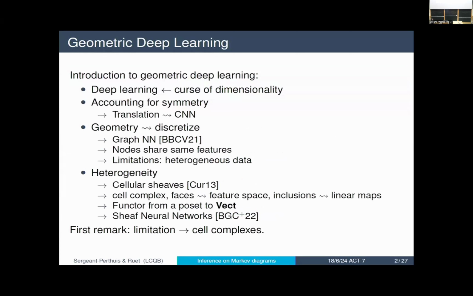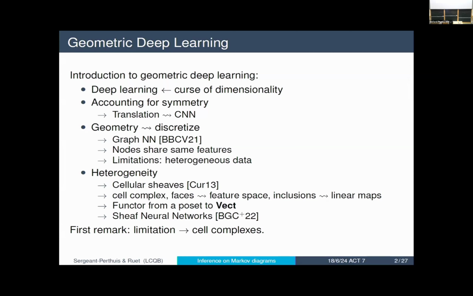Before that, let's see what happens in deep learning when you want to look at things more compositionally. Deep learning has a big problem, which is called the curse of dimensionality: if you have data that is too high dimensional, it's very difficult to train. The reason is that it's very difficult to estimate the volume of a sphere. So the idea is to instead use some invariance in your data to reduce its dimensionality.